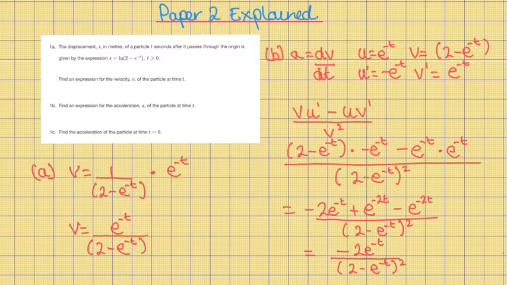And part C, find the acceleration of the particle at time t equals 0. So we just substitute t is 0 into the equation, giving us minus 2 e to the 0 over 2 minus e to the power of 0 all squared, which is equal to, e to the 0 is 1, so it gives us minus 2 over 1, which is equal to minus 2.